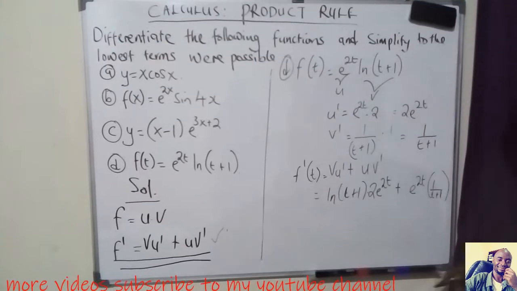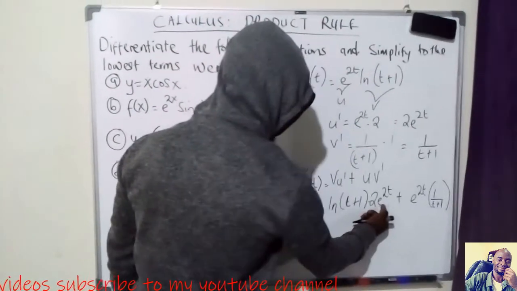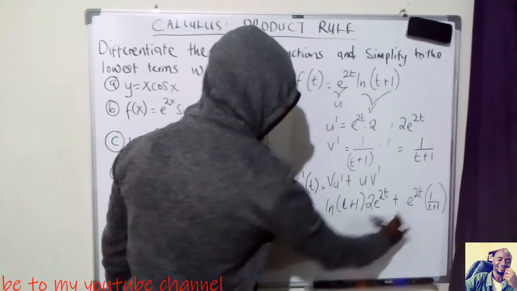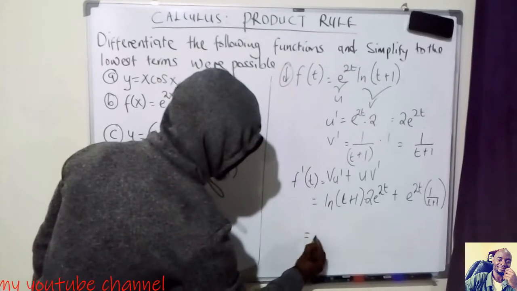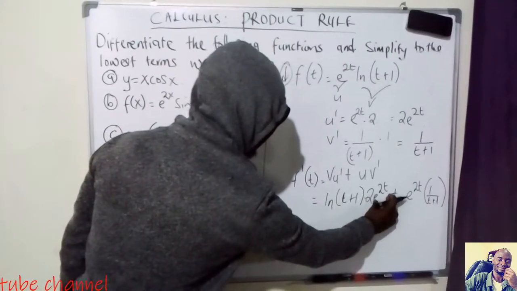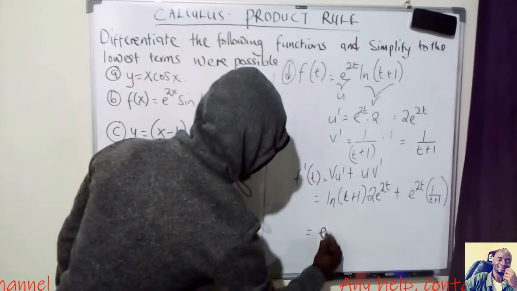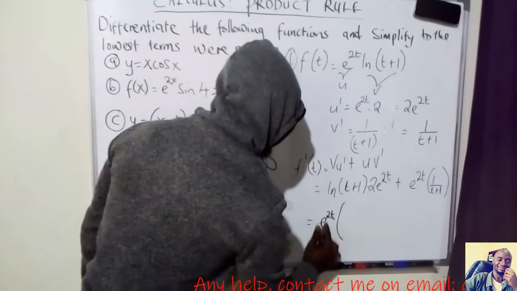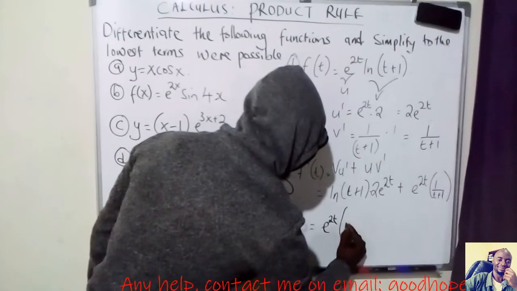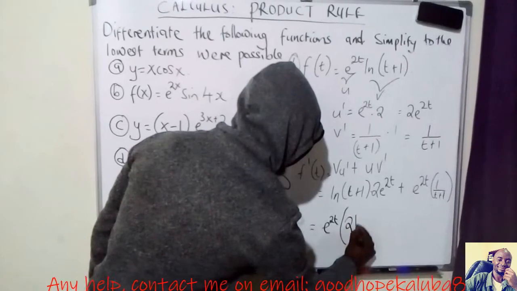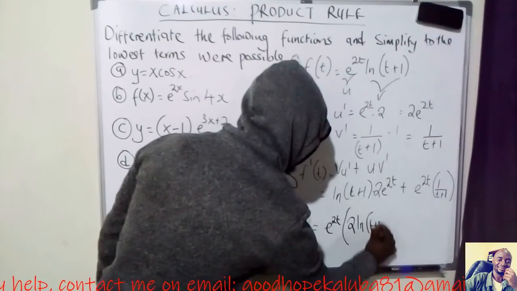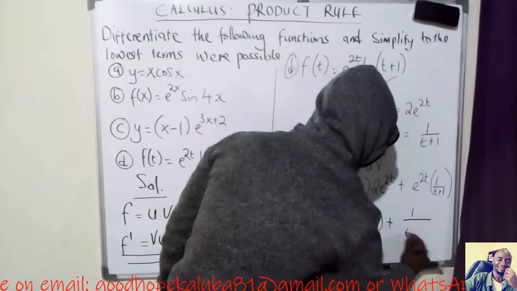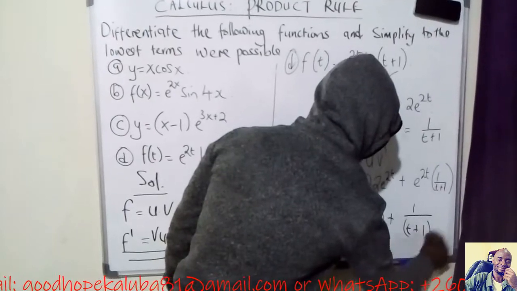Now I can simplify. You can see that e to the power 2t appears on both sides, so I can factor this out. I'm going to have e to the power 2t. Here I will remain with 2, multiply this by this, I'll get 2 ln(t plus 1) plus 1 over t plus 1. And that would be our gradient function.